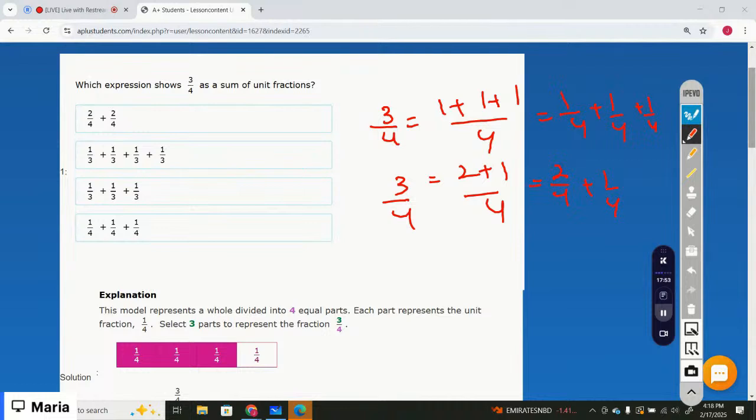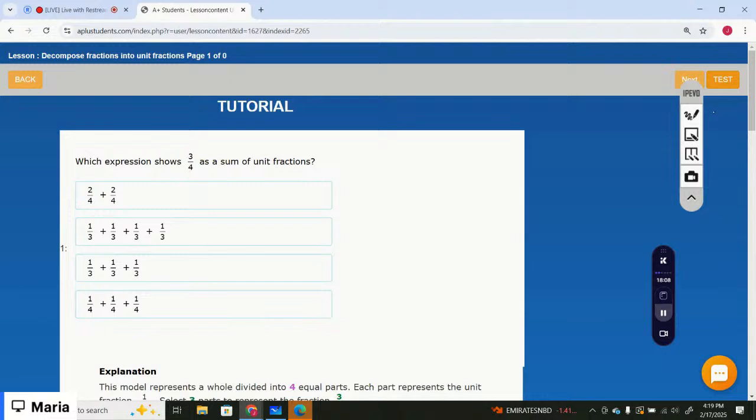Okay, let's just start with the test questions. Let's see how we decompose the fractions.